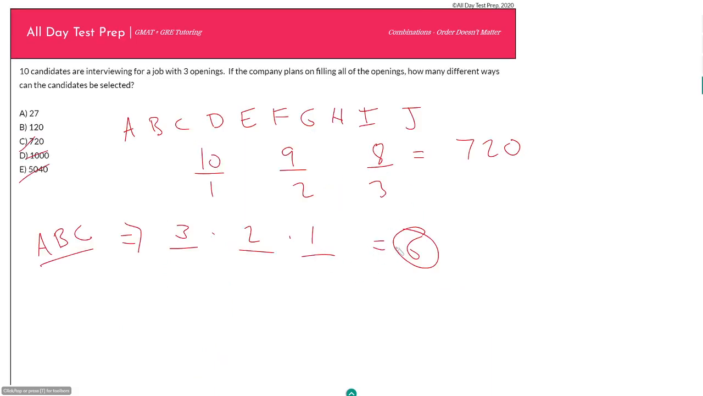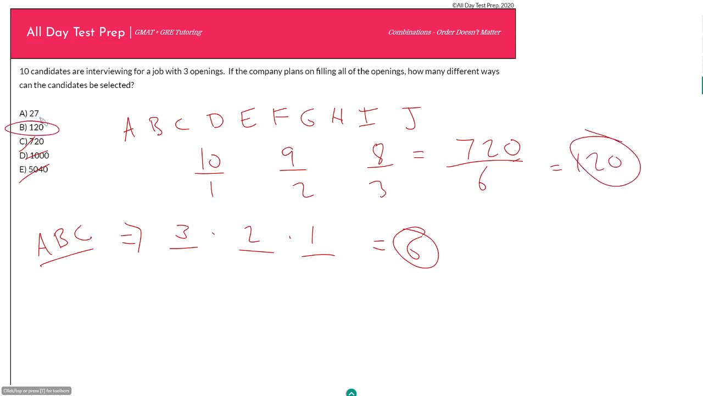And so since for any given team, we can arrange them in 6 ways, that means when we calculated this 720, this number is 6 times too big. It is 6 times more combinations than what we want, because we only want unique combinations of 3 people. So our answer is really just 720 over 6, which is 120.